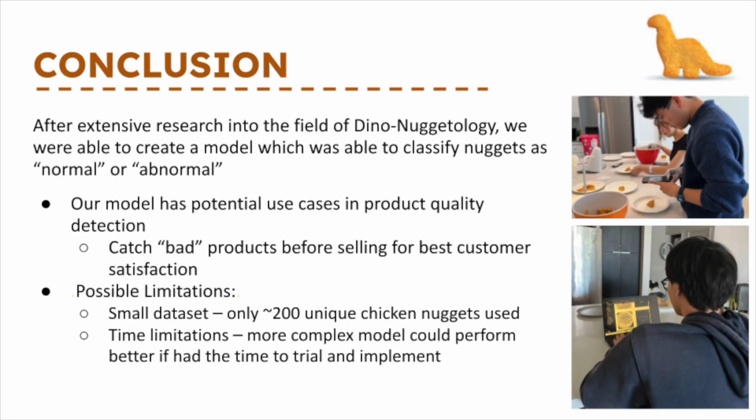We were able to create a model which was able to classify nuggets as either normal or abnormal. Our model has potential use cases in product quality detection, specifically in catching less than ideal products before selling. This model also has applications outside of Dino-Nuggetology. Our image classification model can be applied in anomaly detection more generally for various other cases.